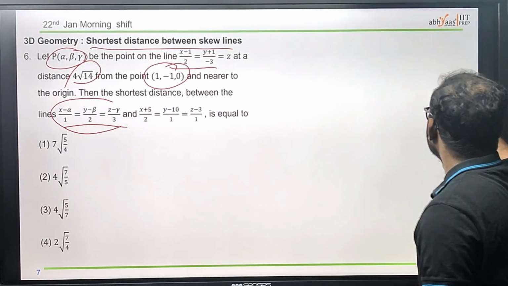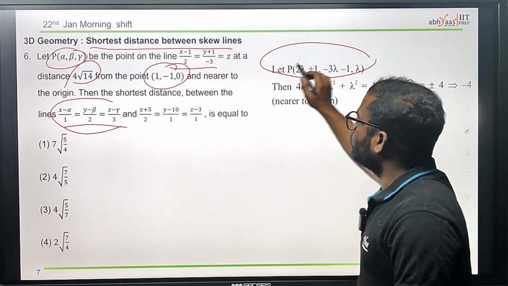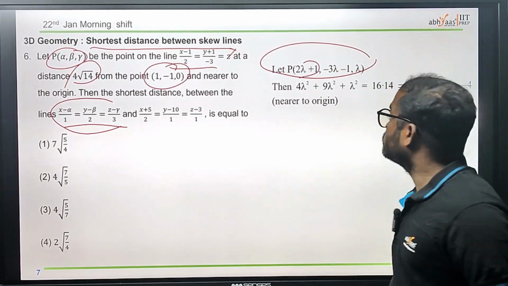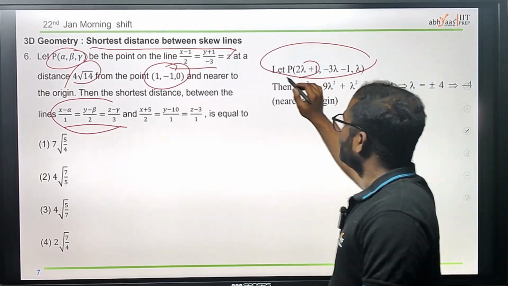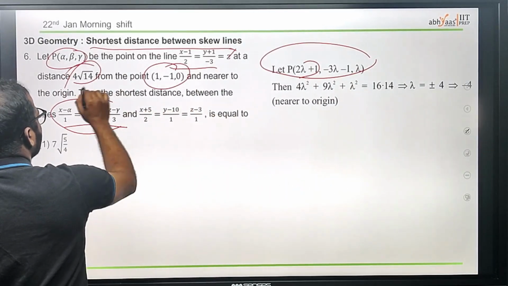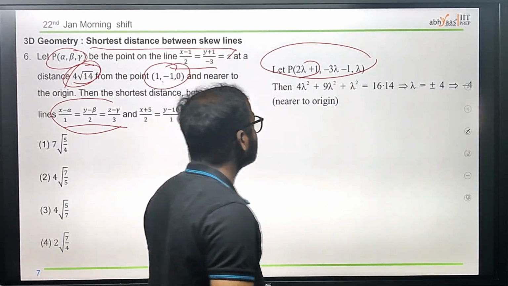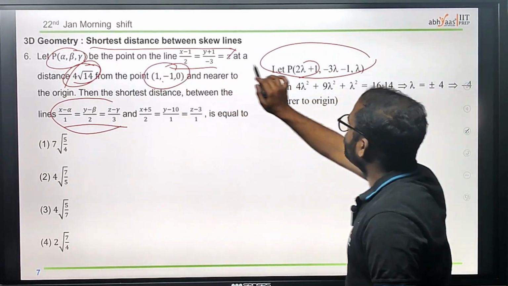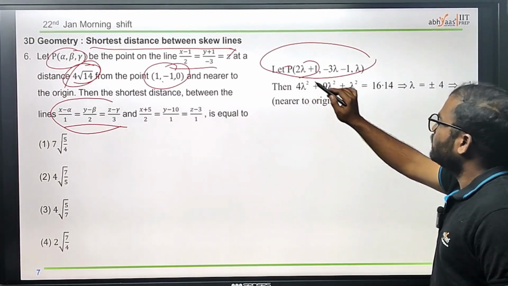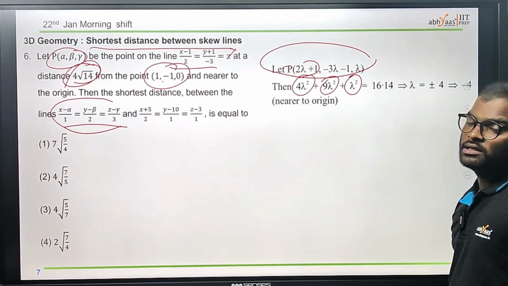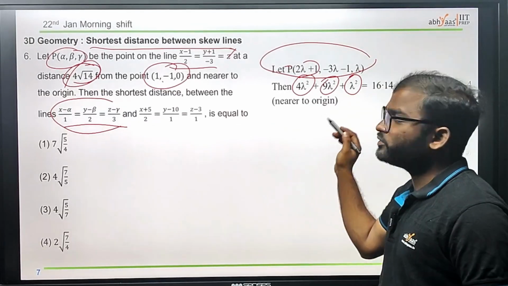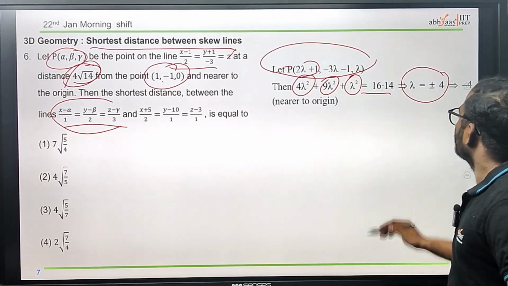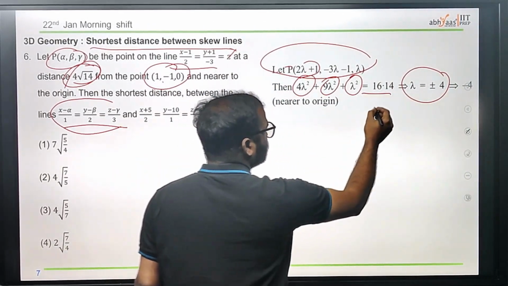Next, see here, we just equate to lambda. Then we will get 2 lambda plus 1, minus 3 lambda minus 1, and lambda. Then we have this distance from this point, so we find the distance between those 2 points, from this point to this point. We will get 4 lambda square plus 9 lambda square plus lambda square, which is equal to 16 into 14. We just did squaring on both sides. That's how we got this one. Therefore we got lambda as plus or minus 4, so we got the 2 values of lambda.